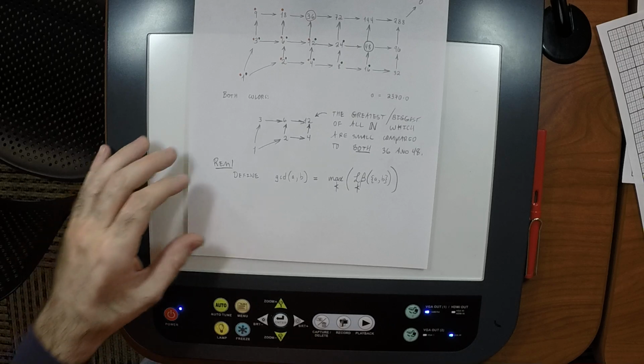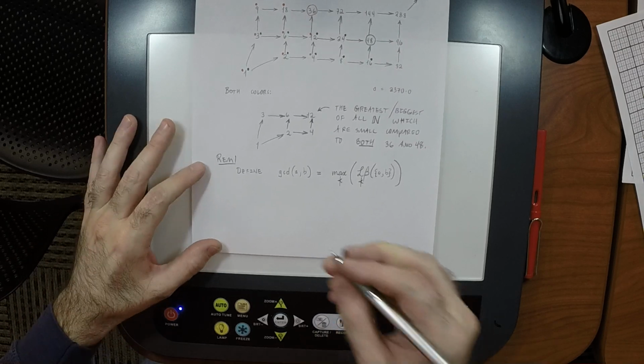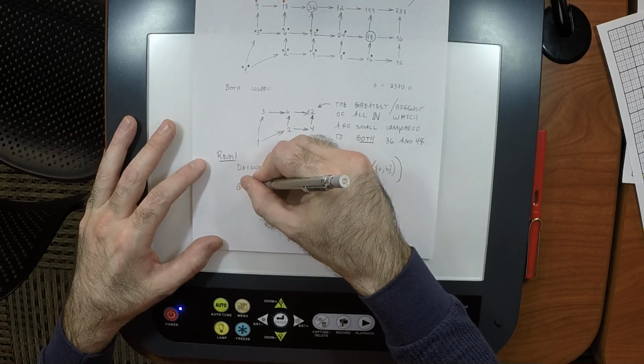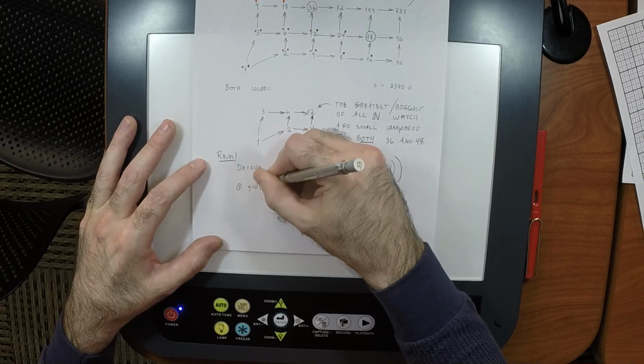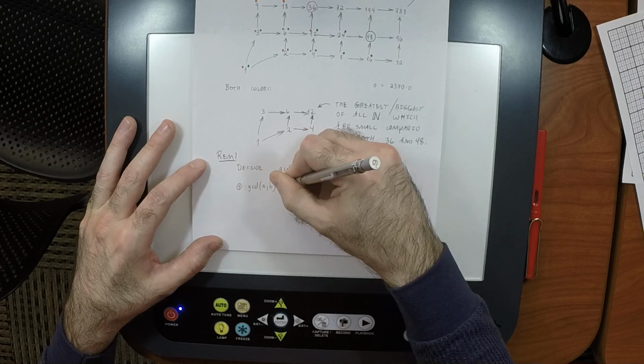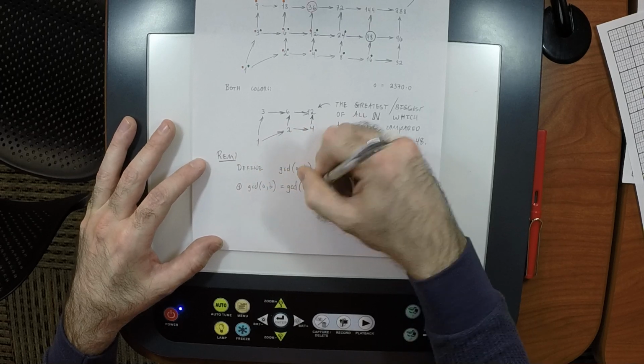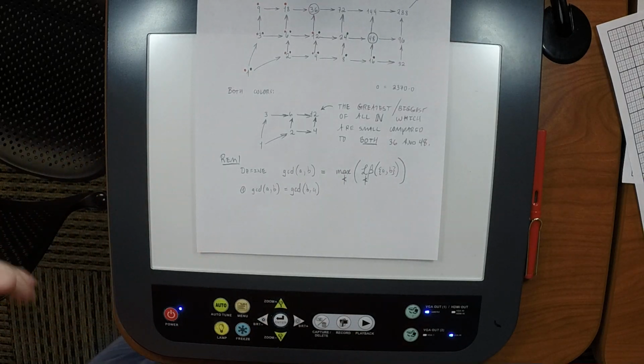So, a few questions, considerations about this. Is it the case, or is it not the case, that GCD of A and B is the GCD of B and A? So it's a question. Is that true or is it not? Okay, it's true. Why is it true? From the definition only.